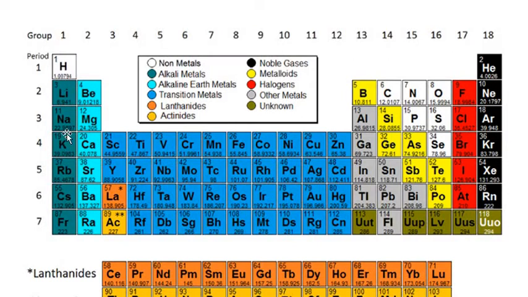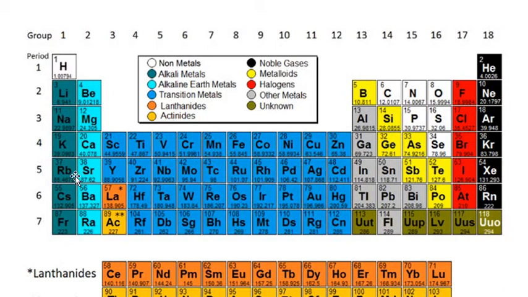And instead of saying 18 columns, we say groups, 18 groups: first group, second group, third group, fourth group, and so on. So we are going to say now that the periodic table consists of 7 periods and 18 groups.